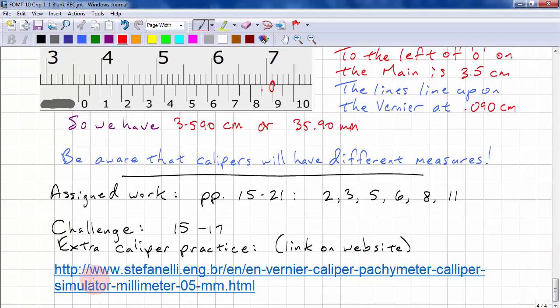And for extra practice, you can go to this web address, and this will simulate this caliper. And that completes this lesson.